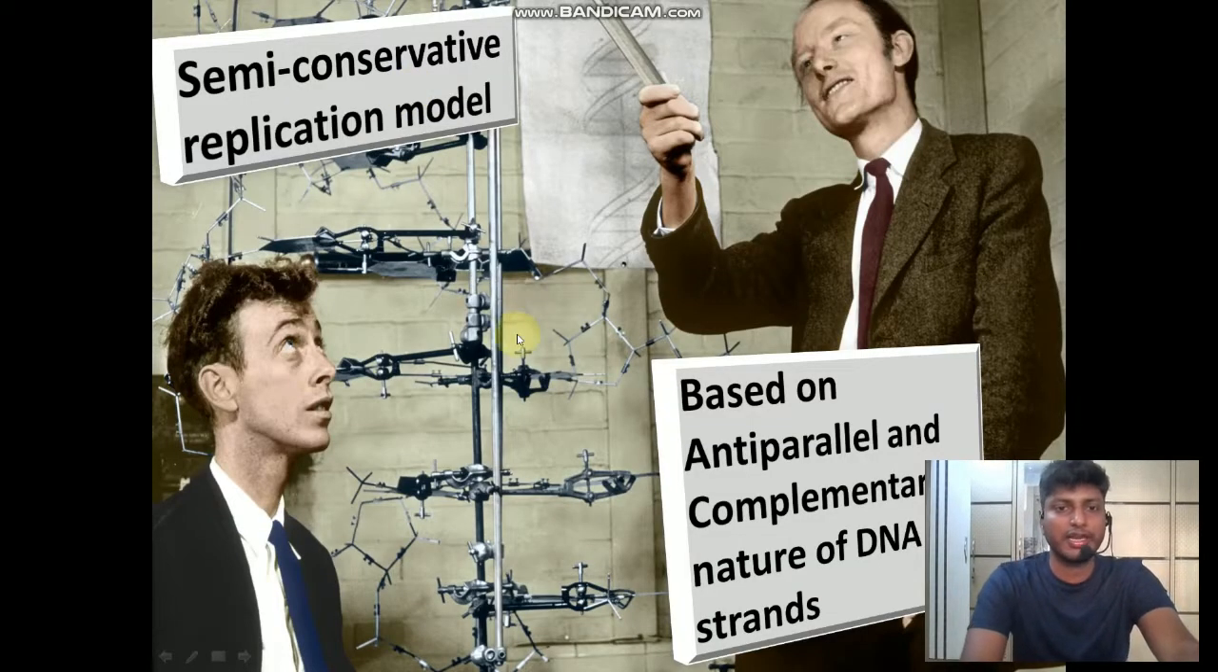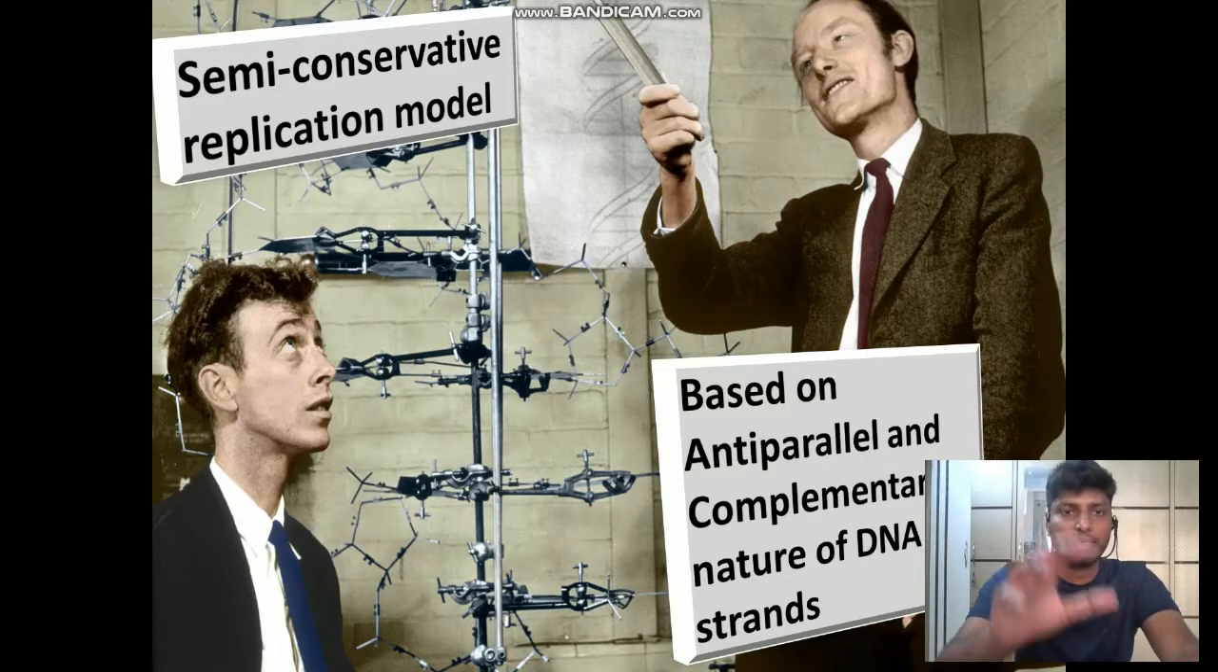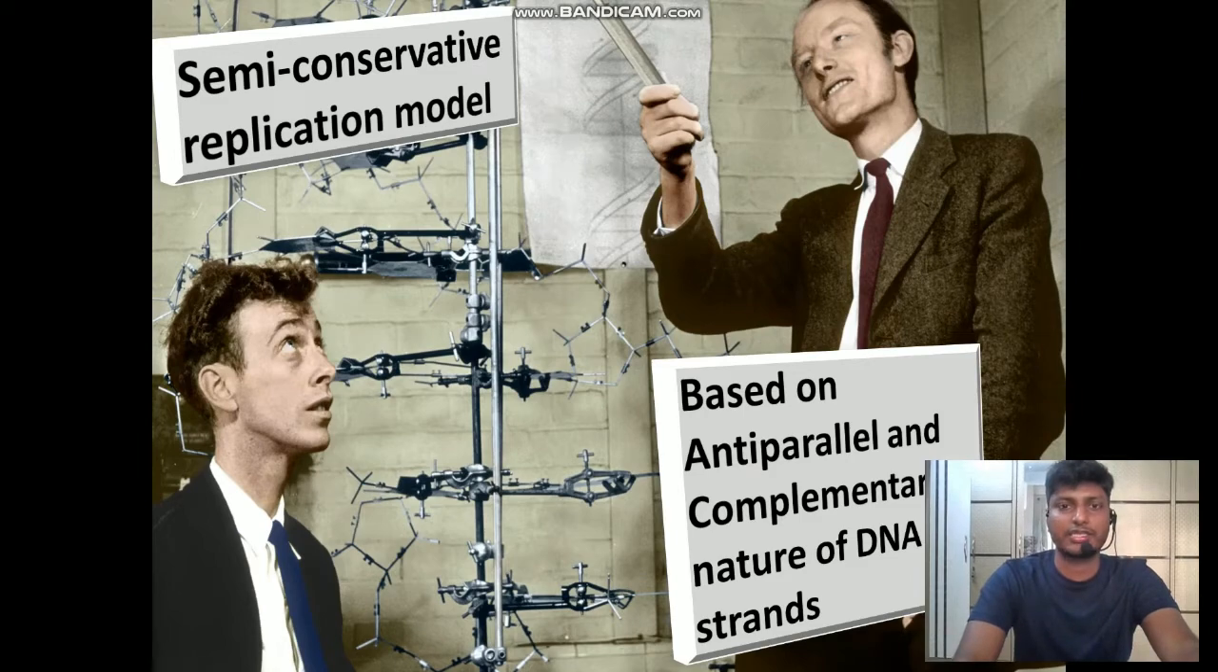They constructed a 3D diagram of DNA, and as you can see here, there is Watson and the other one is Crick, who is actually studying this entire DNA model. The model which they made is called the semi-conservative replication model. Why it is called semi-conservative, you will understand when we completely understand the process of replication. I'm sure at the end you will understand why it is called semi-conservative.